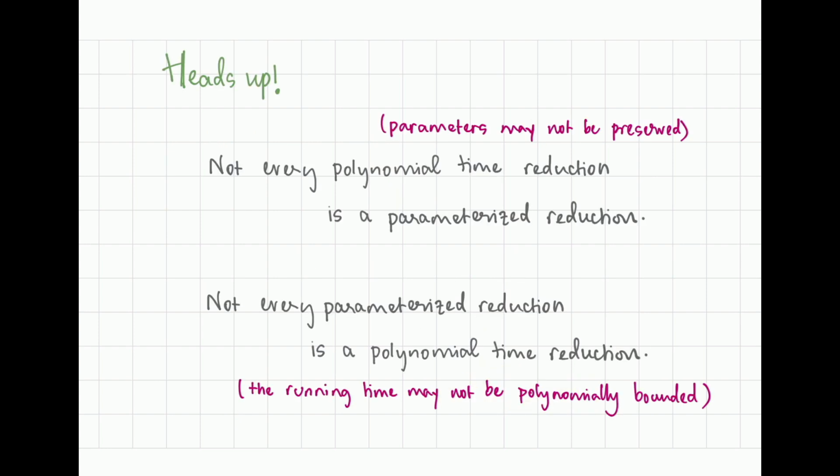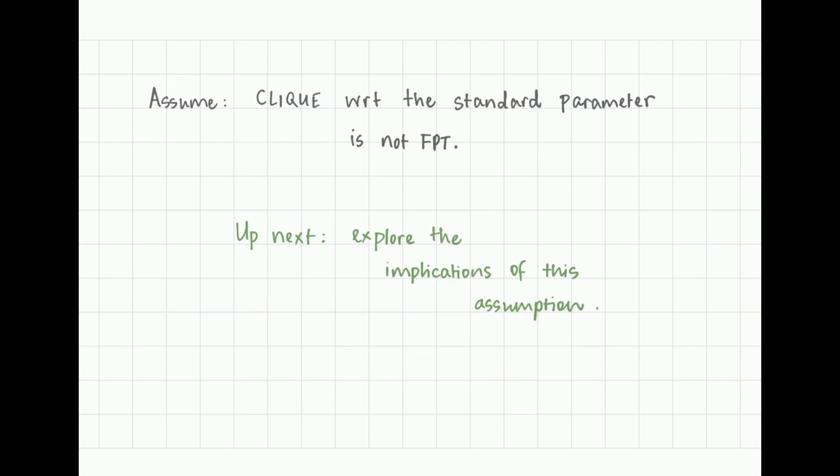So this is just a recap of the two things that we just pointed out. It's useful to keep this at the back of your minds as we go along. So where do we go from here? Well, what we're going to do next is really look at lots of examples of parameterized reductions, and we'll typically be starting from clique or problems that we have already reduced clique to. So that's what's coming up in the rest of this module.